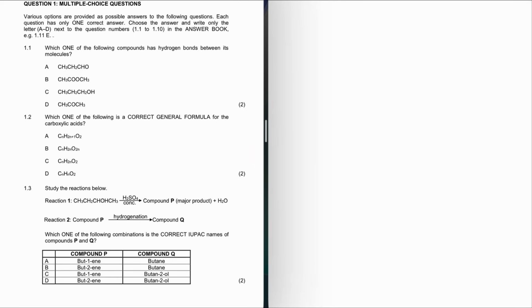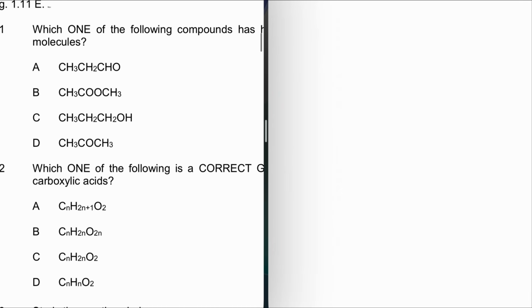Question 1.1. Which one of the following compounds has hydrogen bonds between its molecules? So let's go through the options. The CHO tells me that this is an aldehyde, and I know that aldehydes only have dipole interactions.